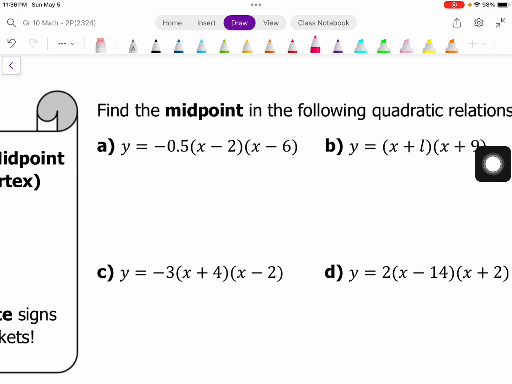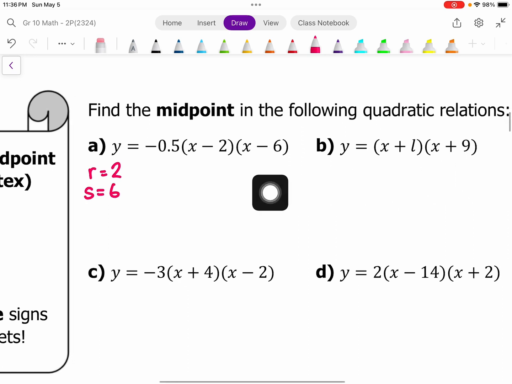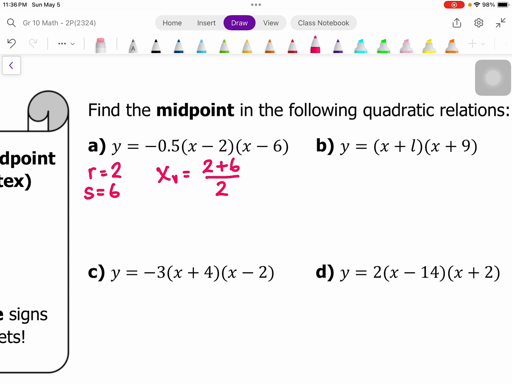So our r is a positive 2 and s is a positive 6. It doesn't matter which one is r and which one is s. We just typically go in order. So the first one's r, the second one is s. So to solve for the x coordinate of the vertex, I'm going to take those two and add them together and then divide by 2. 2 plus 6 is 8. 8 divided by 2 is equal to 4.